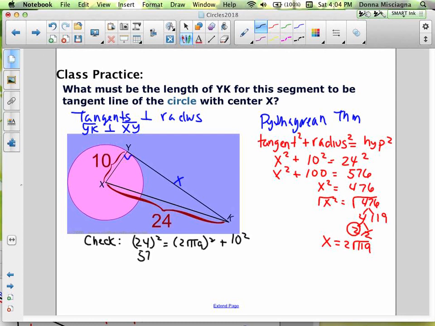So this is 576. If you're squaring a number and a radical, you square the number and square the radical. And of course 10 squared is 100. 2 squared is 4. Square and square will cancel, so that's just 119. So 576 equals 4 times 119, that's 476, plus 100. And you see it checks out.